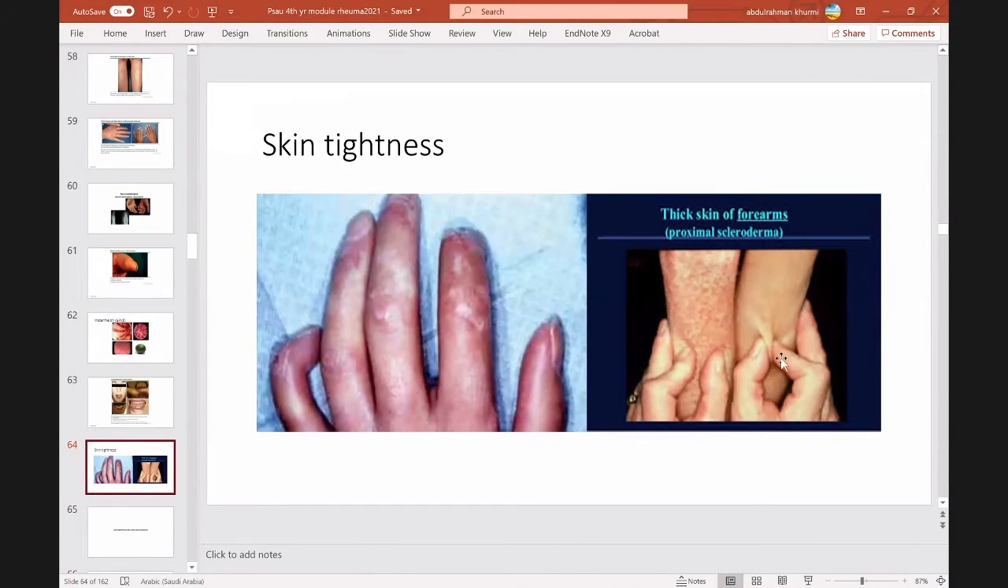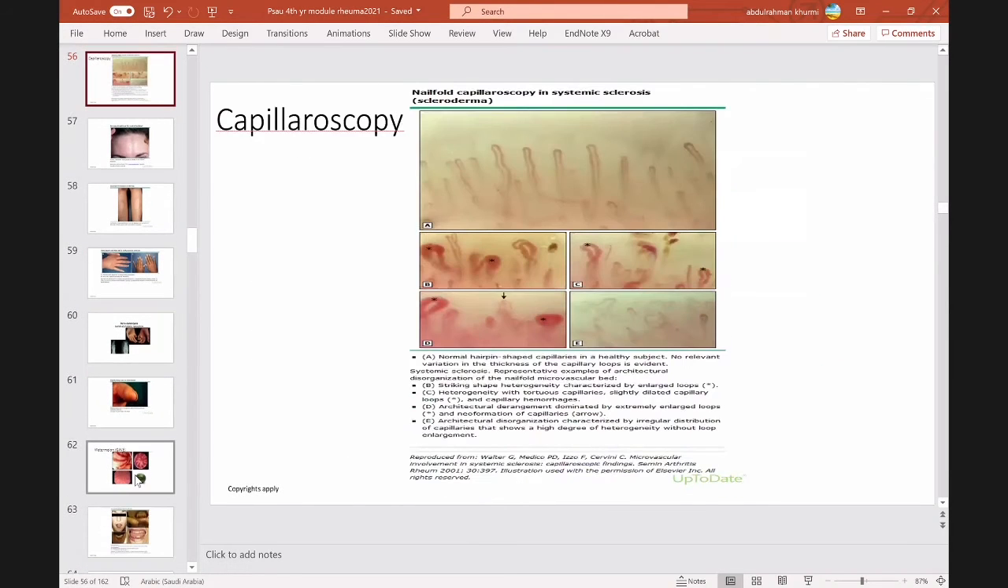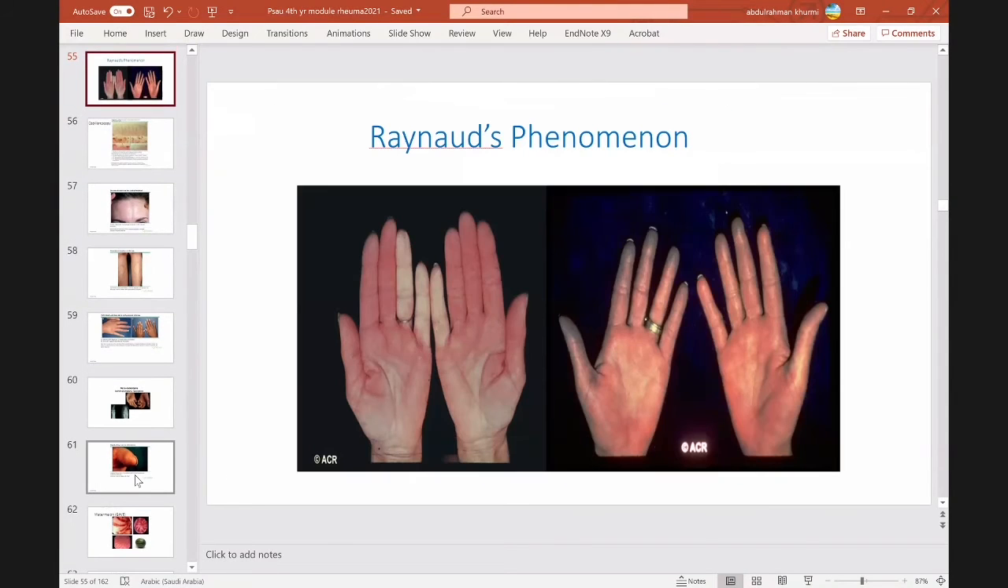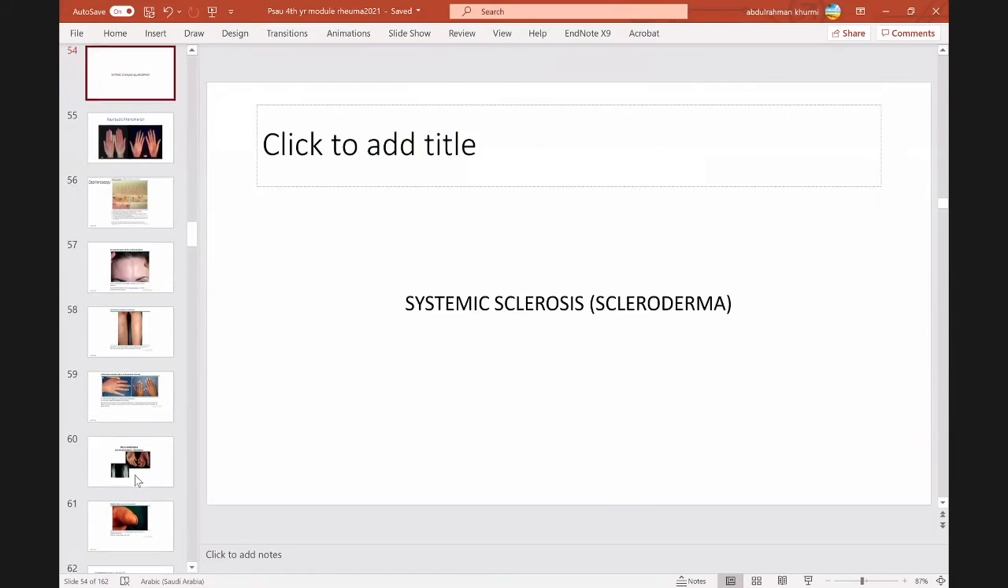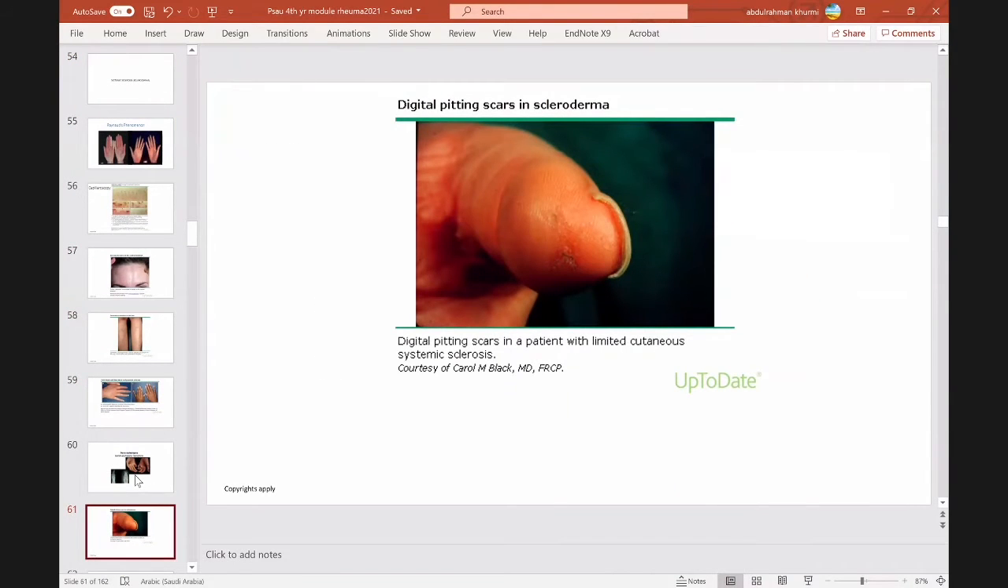You see, this is normal skin. This is very tight skin. It's a very bad and severe disease. It is either localized or systemic, and it can cause interstitial lung disease, and eventually it might lead to death, and it might cause renal crisis. Okay, guys? This is a digital ulcer with scleroderma.